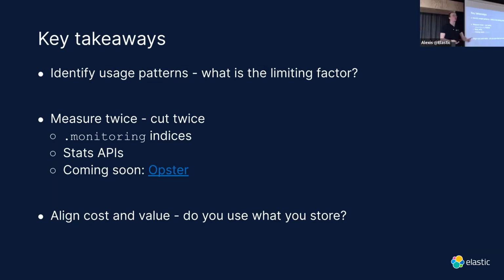The things you can use are the monitoring indices, because most of the data I showed here is actually available out of the box in the built-in monitoring indices. Otherwise, the stats API, these are the things that will directly allow you to have that. And the final thing is actually coming soon. Elastic has acquired a company called Obster. You might have heard of it. A lot of the capabilities that I've demonstrated here will be built into Obster in the near future. We don't have a timeline yet, but that's something that we want to keep track of.